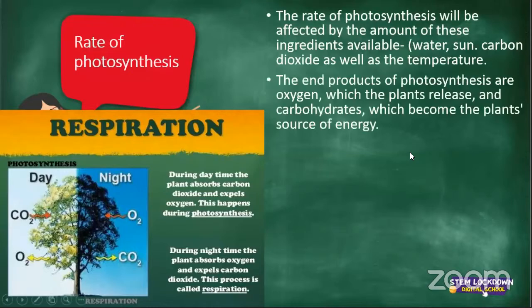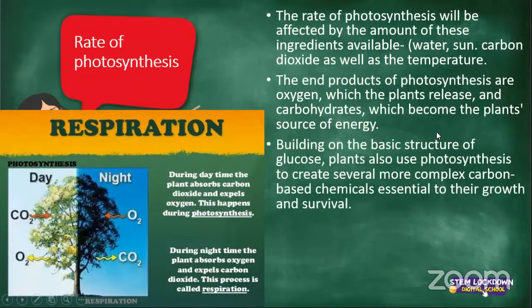All right, then we said the end products of photosynthesis are oxygen, which the plants release, and carbohydrates, which become the plant's source of energy. Now that just goes to show that for plants, carbohydrates are their source of energy. Just like us human beings, when we eat, could be some pasta, some rice, we get our energy from carbohydrates. All right.